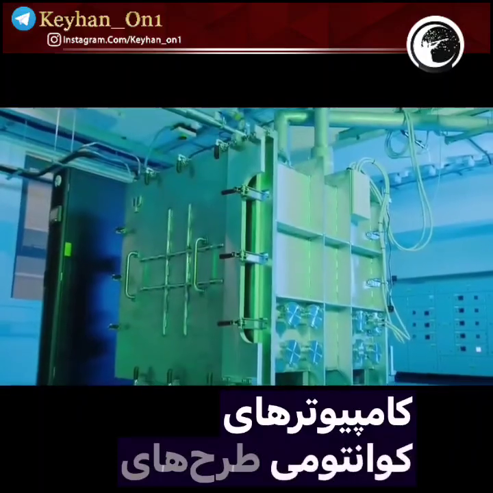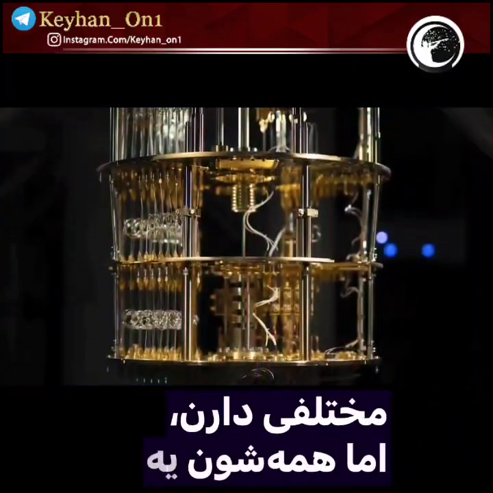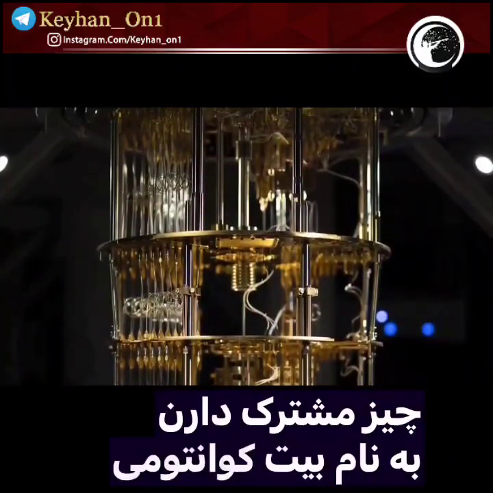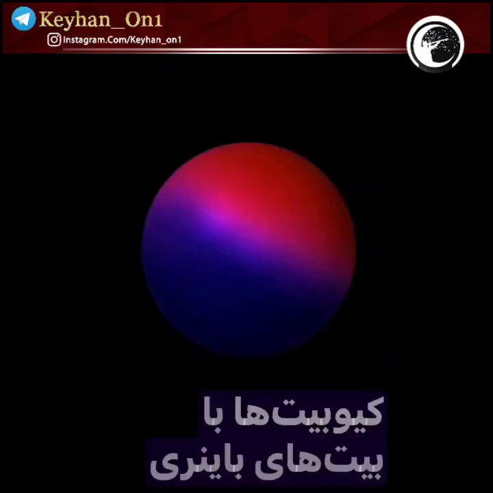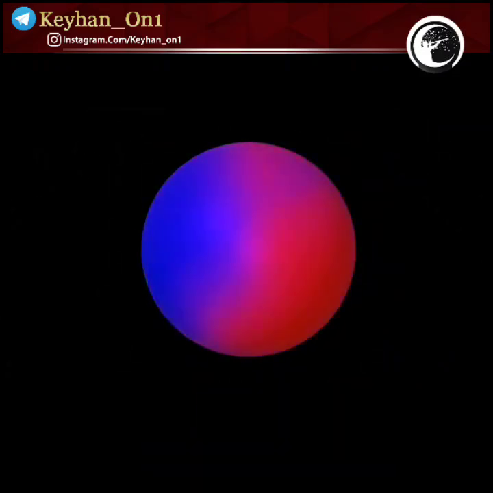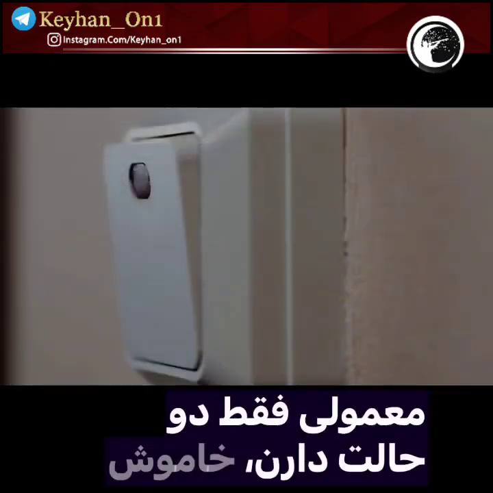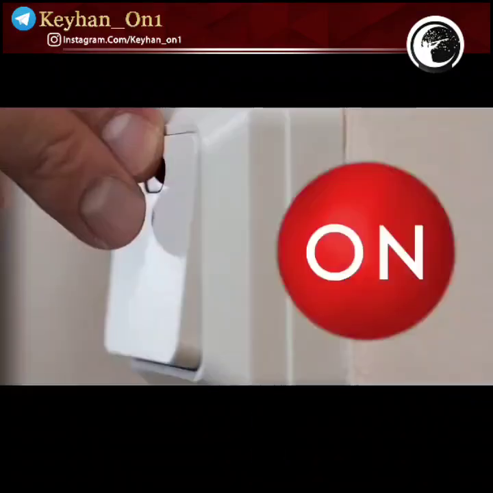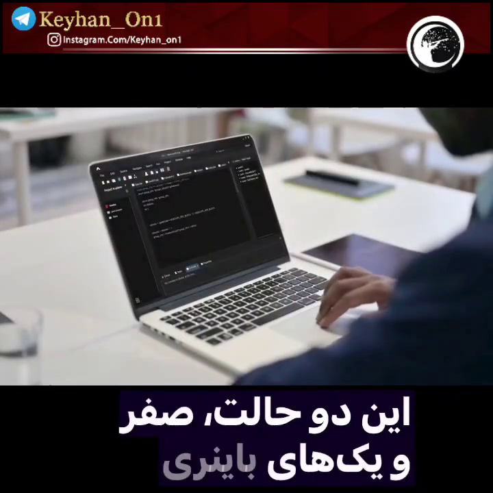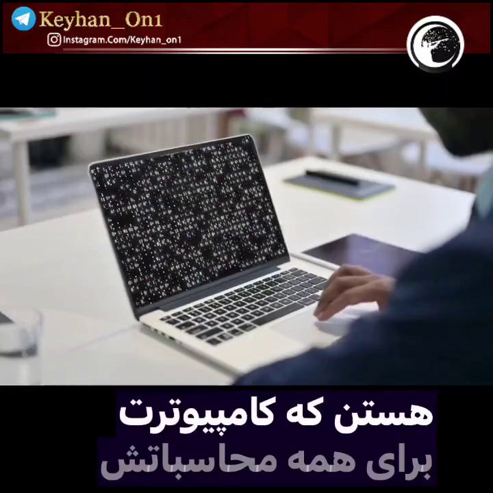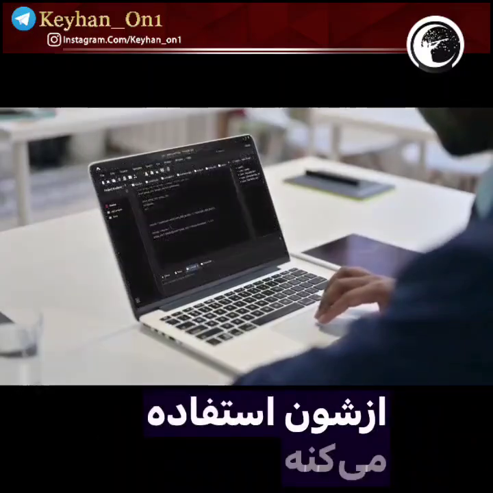Quantum computers come in all kinds of designs, but what they all have in common is something called a quantum bit, or a qubit. Qubits are different than the classical binary bits in your home computer. Just like a simple light switch, classical bits can only be in two states, off or on. These two states are the binary zeros and ones that your computer uses to perform all its calculations.